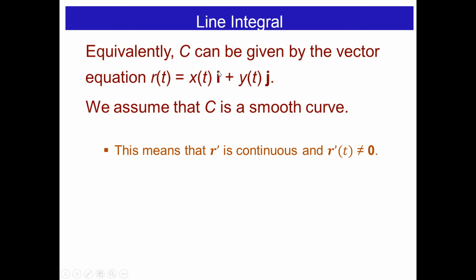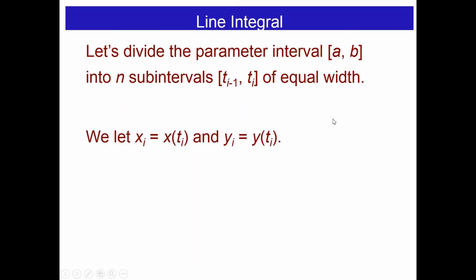Equivalently, C can be given by the vector r(t) = x(t)i + y(t)j. This is the parametric equation, the vector equation of the curve C. We assume that C is a smooth curve. Smooth means that the derivative of r is continuous, and the derivative of r is not equal to 0 at any point in the interval.